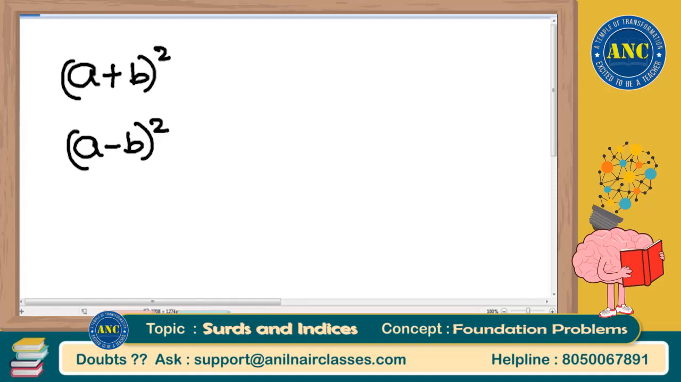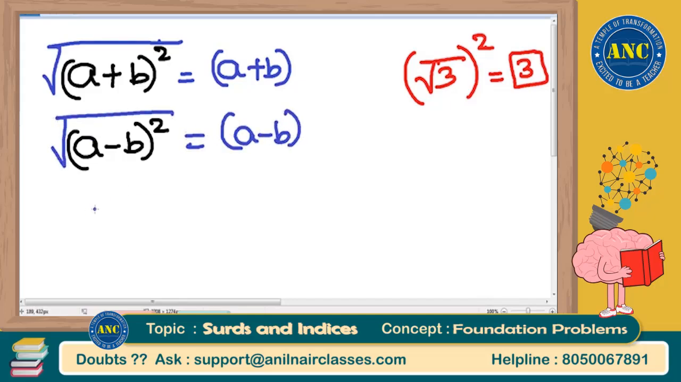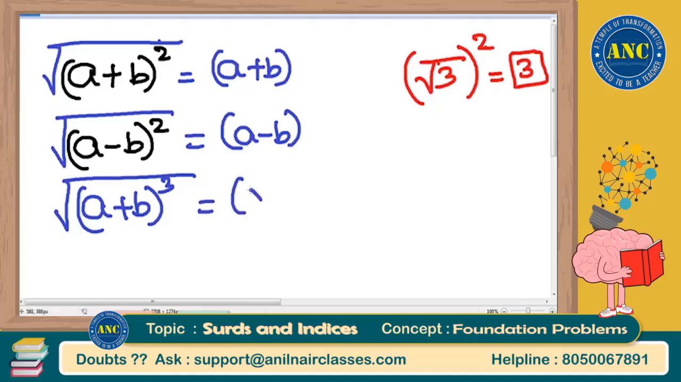To eliminate a square root, I should have a square. If I have the square root of 3 and want to eliminate this square root, I should have the square term also, so that the square root and the square get nullified and you are left with only 3. Similarly, for the square root of (a plus b) whole square, the square root and square eliminate and you are left only with a plus b. The square root of (a minus b) whole square will be a minus b. Similarly, the cube root of (a plus b) whole cube is again a plus b, and the cube root of (a minus b) whole cube is again a minus b.